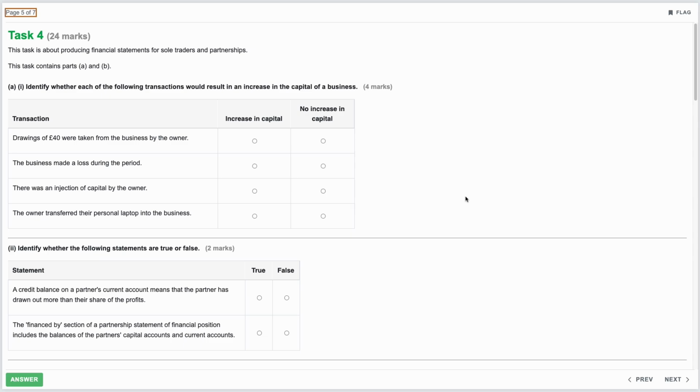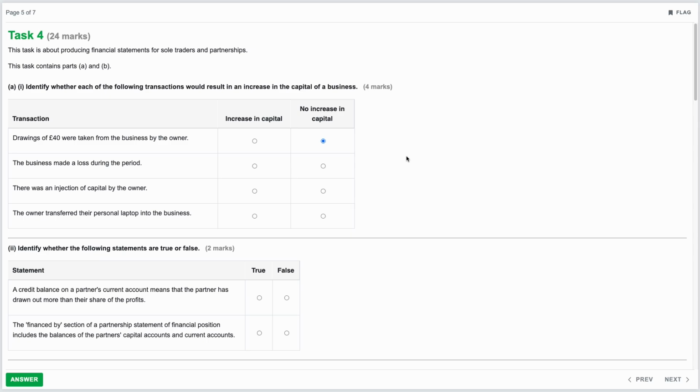Part A, 1. Identify whether each of the following transactions would result in an increase in the capital of a business for 4 marks. So the first one, drawings of £40 were taken from the business by the owner. So that certainly would not increase the capital. If anything, that would reduce the capital. So it would be, as that's not an option, no increase in capital.